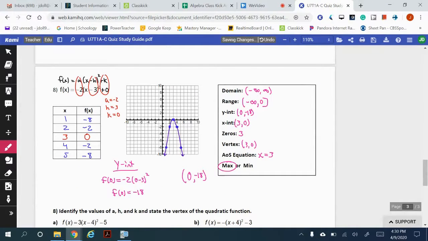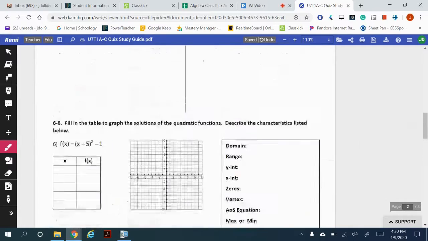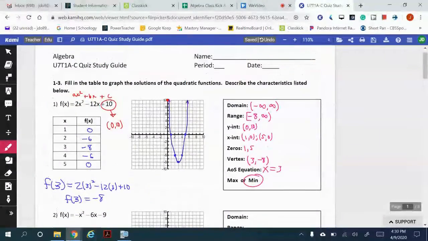You will definitely be asked, guys, to work through this type of problem where we give you the function as an equation, ask you to fill in a table, ask you to create a graph, and then ask you to name the characteristics both in vertex form like we have here in the first number 8, and in general form like we have here in number 1.